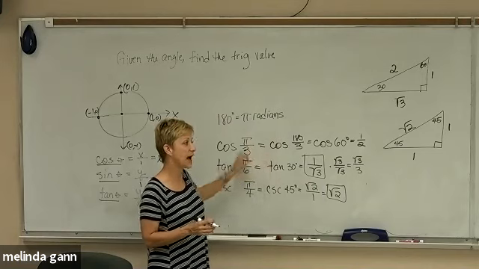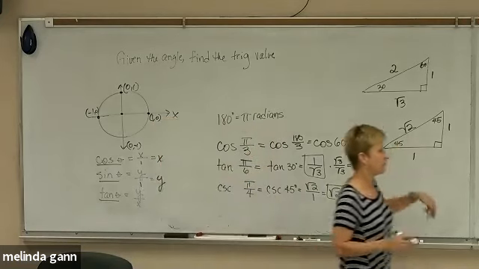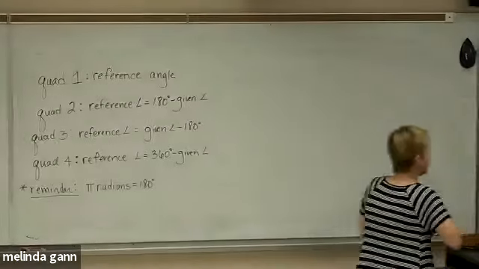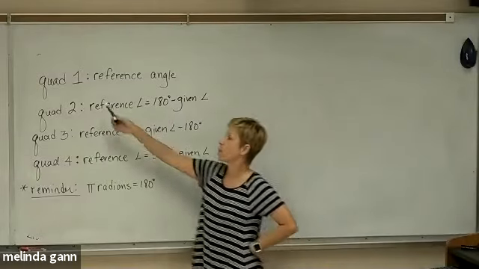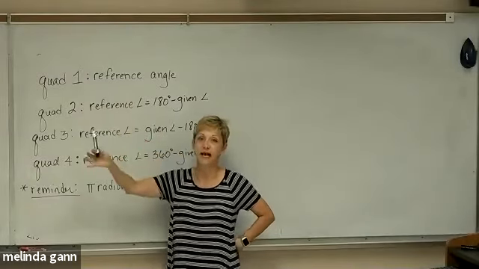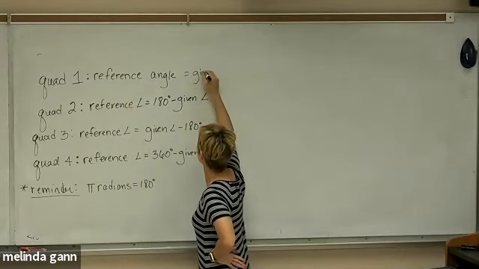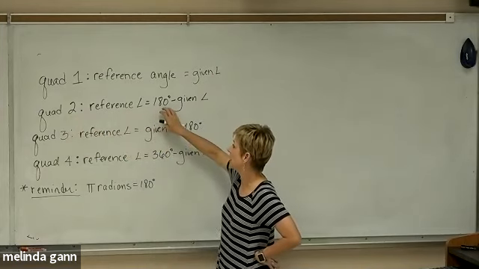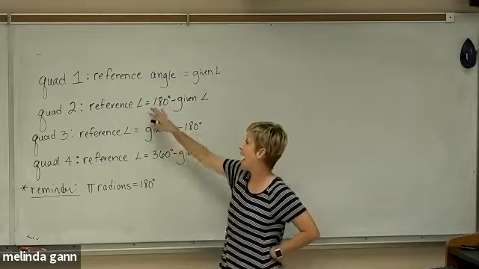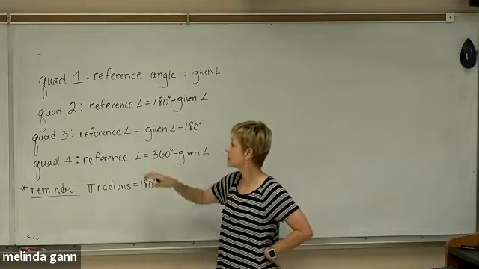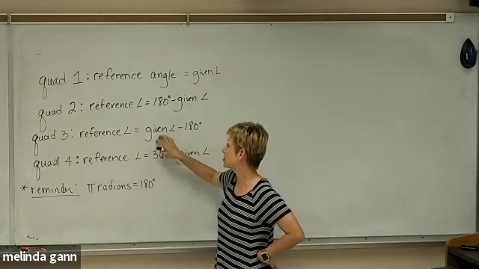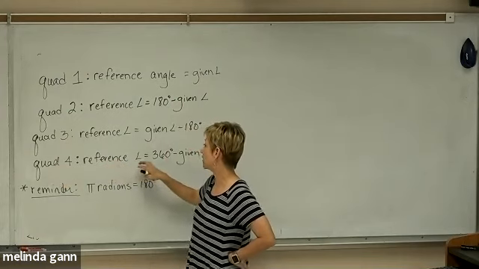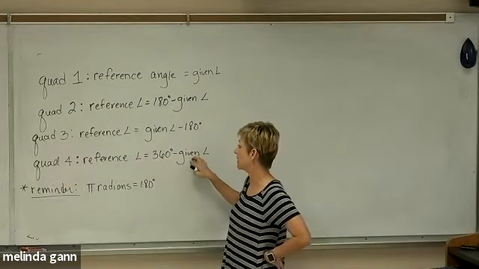Now, what happens if you're outside of quadrant 1? Well, now I'm going to flip over to this other board and kind of show you something. Now, you might need to freeze and copy this down. If you're in quadrant 1, your given angle is the same as your reference angle. They're the same. But now, if you're in quadrant 2, your reference angle is 180 degrees minus your given angle, or pi minus your given angle, if you're in radians. In quadrant 3, your reference angle is your given angle minus 180. And in quadrant 4, your reference angle is 360 degrees minus your given angle.